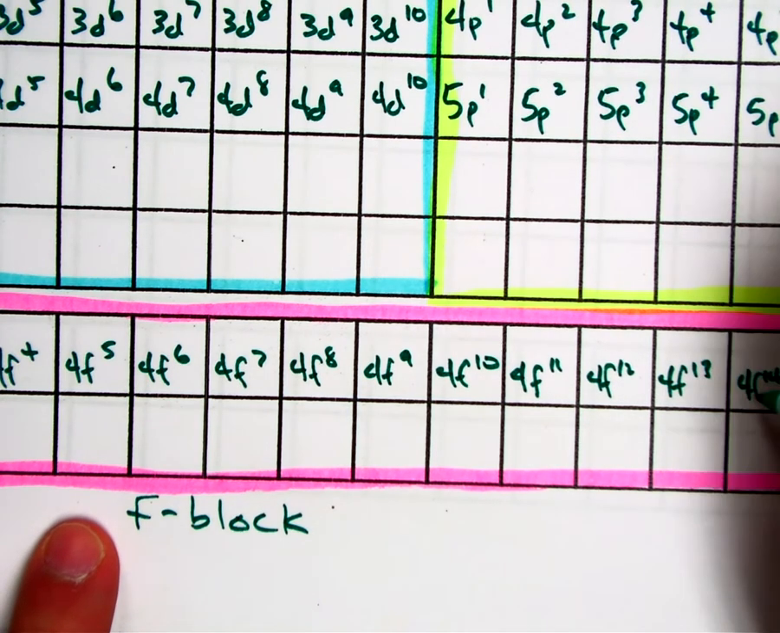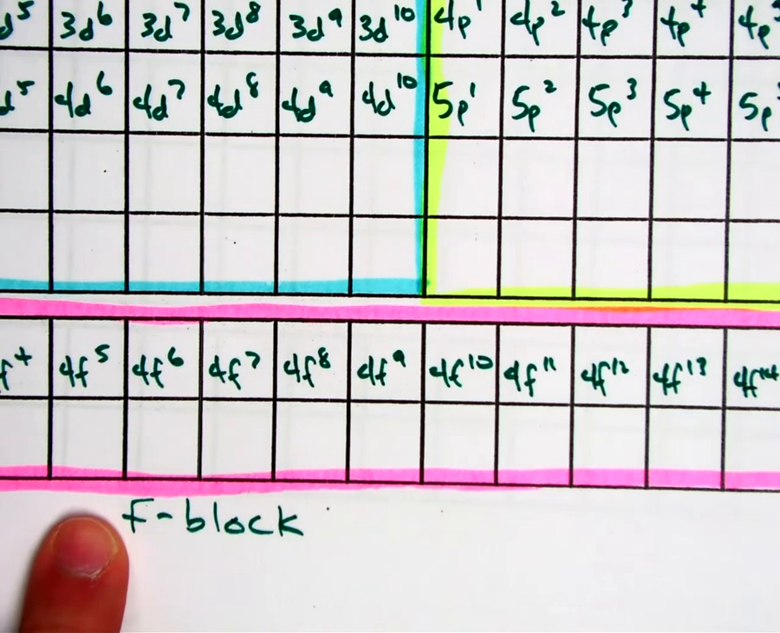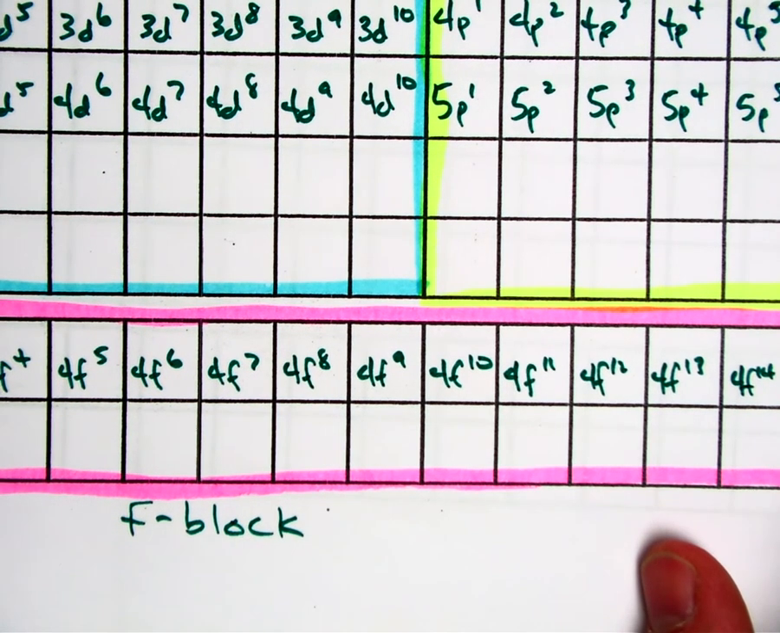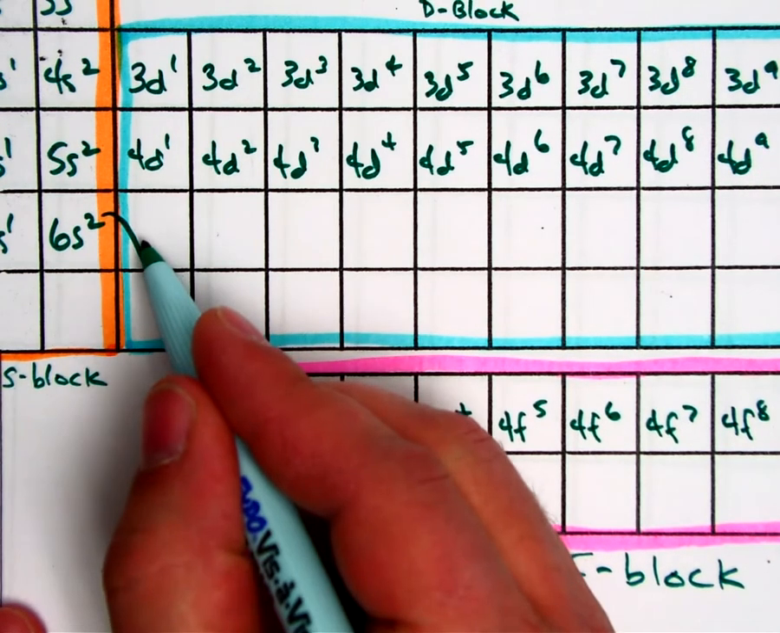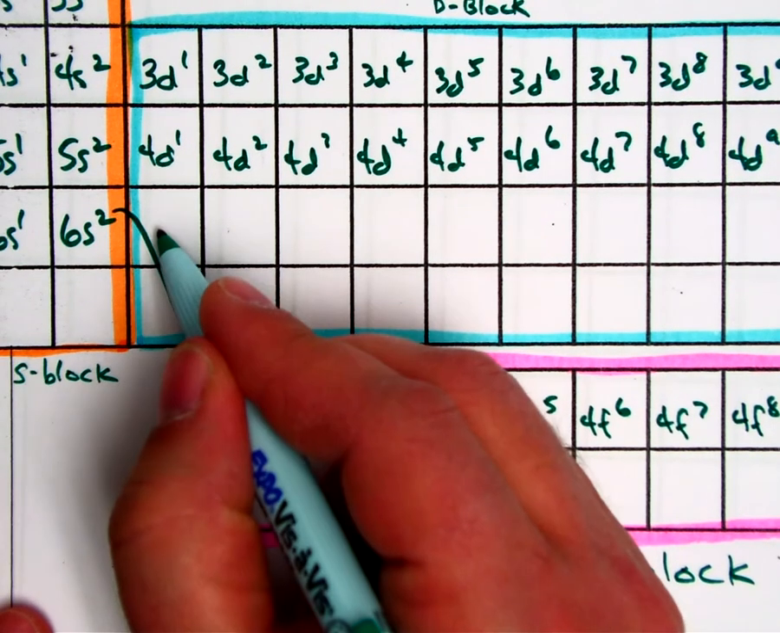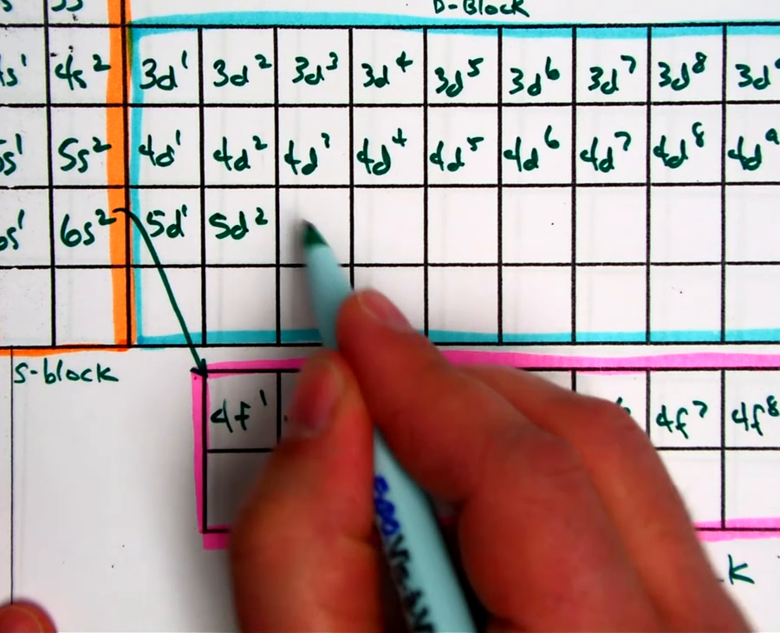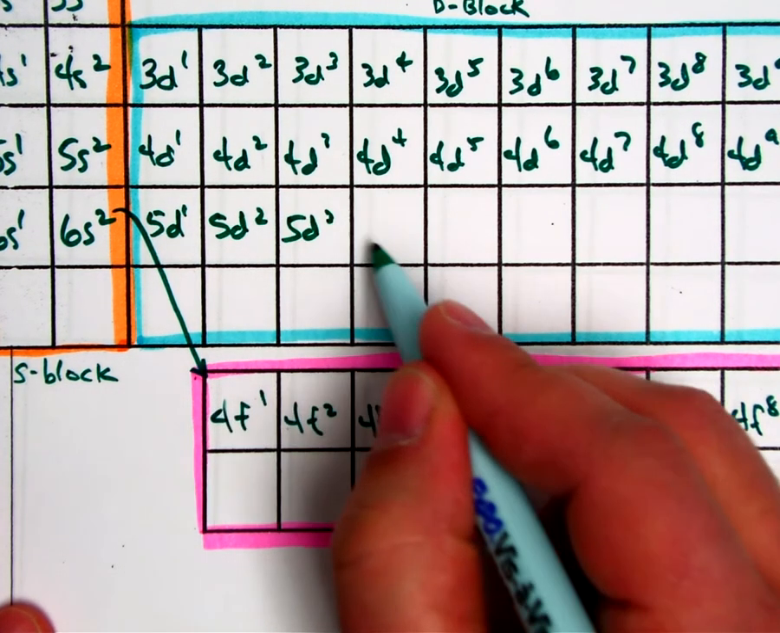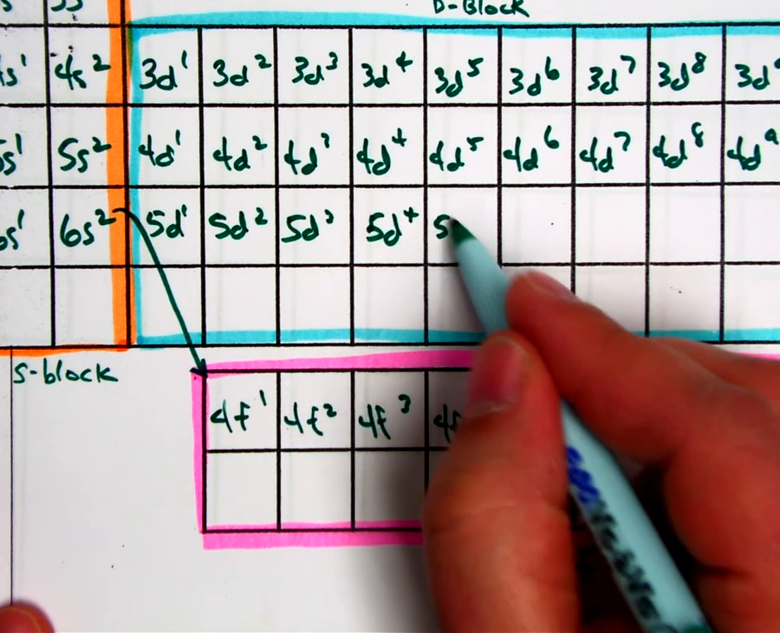How many did you wind up fitting? 14, right. And then when you hit 14, strangely, we jump right back to where we were before. Right to here. And what would you expect to find in this box? 5D1 is right. 5D2, and we're going to go all the way across until we can't go any further in D block.